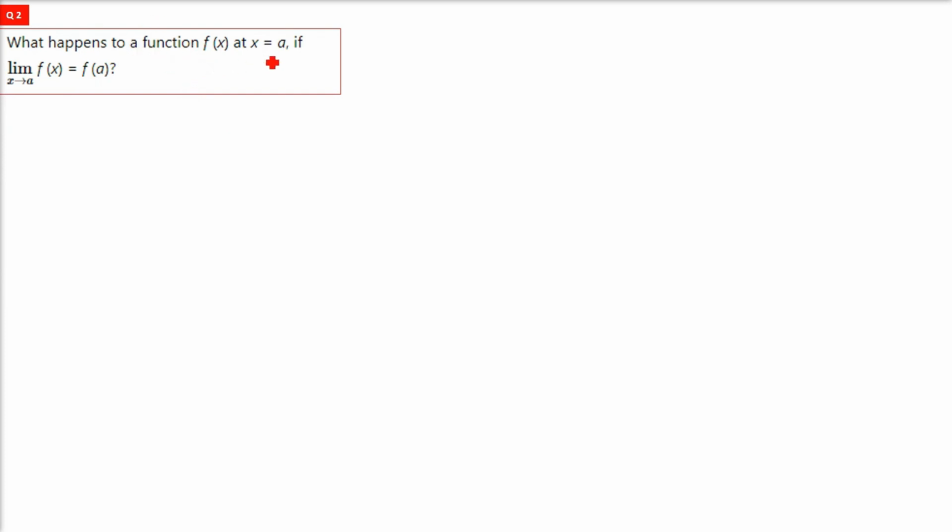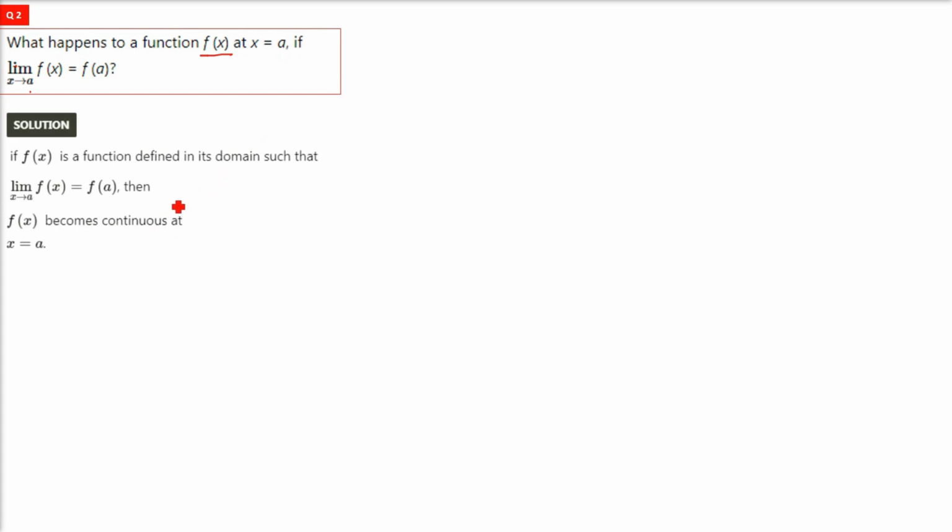What happens to a function f(x) at x equals A? Now, the limit x tends to A of f(x) is equal to f(a). We have just seen the definition, so this is the definition of continuity. For f(x) at a certain value A, if the limit of f(x) when x tends to A is equal to the value of the function at A, that is f(a), then it is continuous.